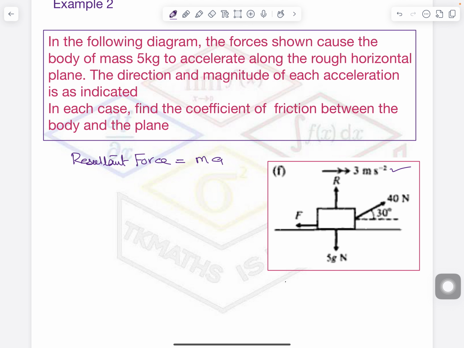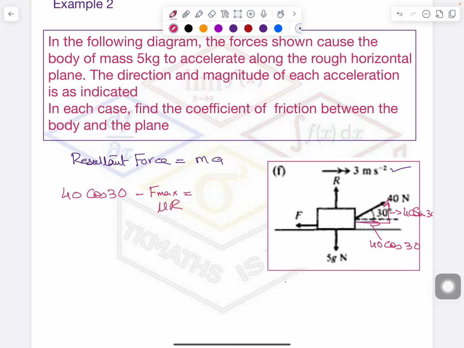So now if you resolve it here, let me change to some other color which is obvious. Okay, if I resolve it here, this is the forward force and this will be the upward force. I'm resolving it. So this will be 40 cos 30 and this will be 40 sine 30. So now if I see here, it will be 40 cos 30 minus maximum frictional force, which is mu r, equal to ma, right?